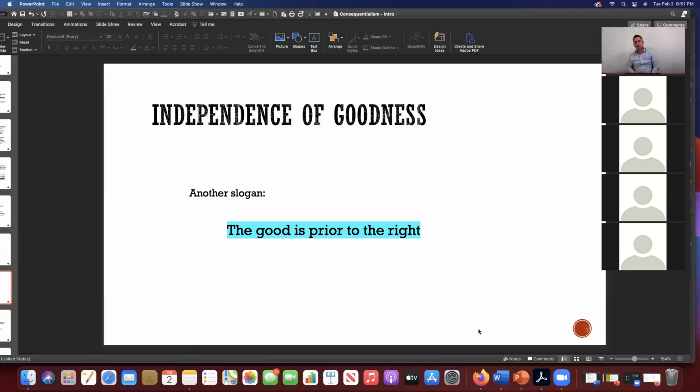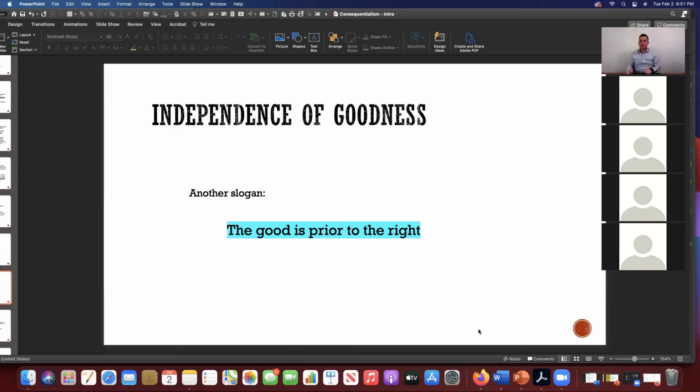But here we have this slogan that's supposed to help us understand the relationship between goodness on the one hand and rightness on the other, and we try to capture the independence of the two using a slogan like this: "The good is prior to the right." The good has a kind of logical priority over the right. It's logically independent of the right in the sense that we're not going to include right action in our concept of good consequences.